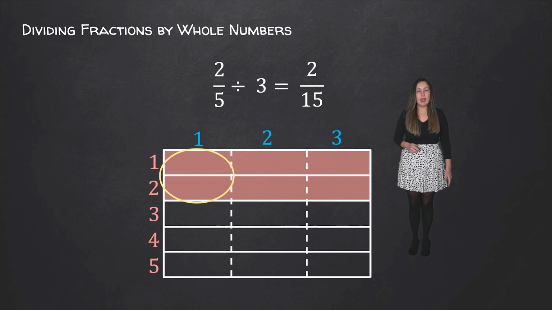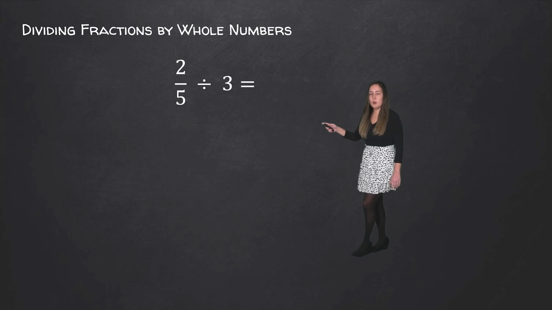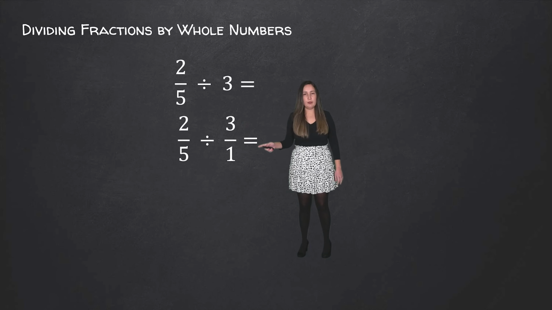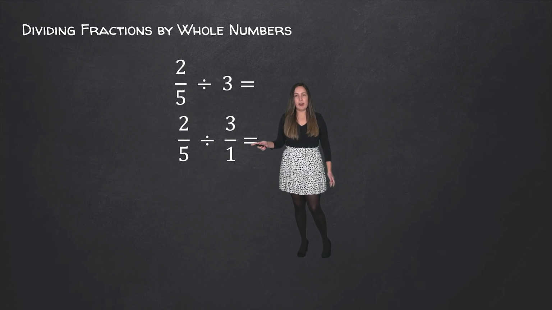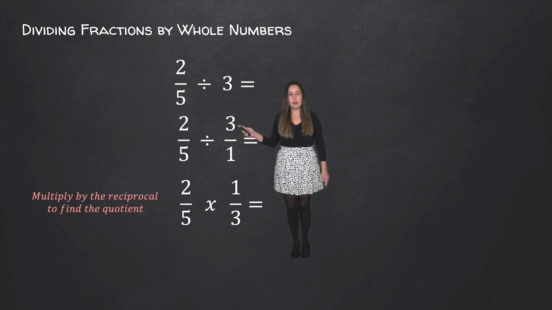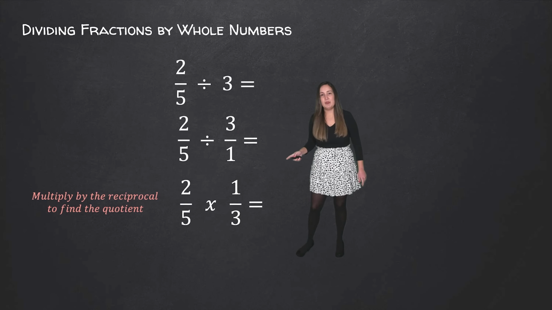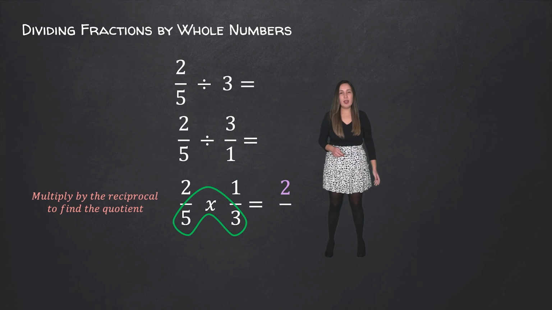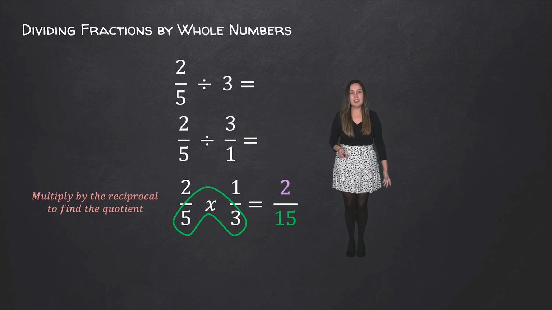Now, if we didn't have our model, what we would do is we would make sure that both our numbers are in fraction form. So 2/5 divided by 3, we would rewrite it as 2/5 divided by 3/1. Now that both numbers are in fraction form, we're going to take the 2/5 and multiply it by the reciprocal of 3/1, which is 1/3. Now, we're going to multiply normally. So our numerator times our numerator, 2 times 1 is equal to 2. And then our denominator times our denominator, 5 times 3 is equal to 15. And that's it. So that's it for dividing fractions by whole numbers.